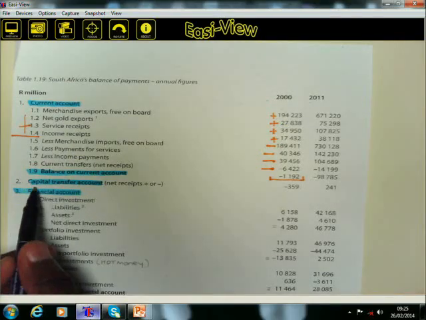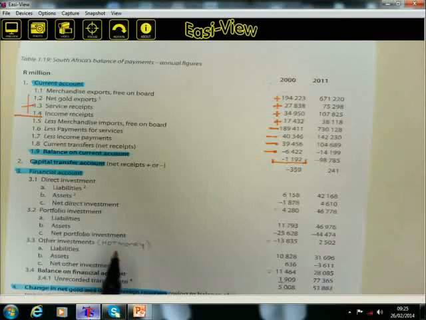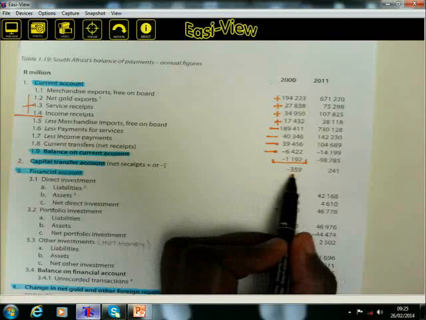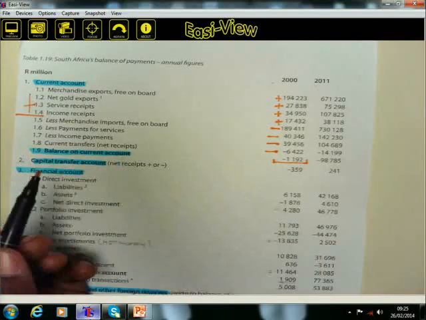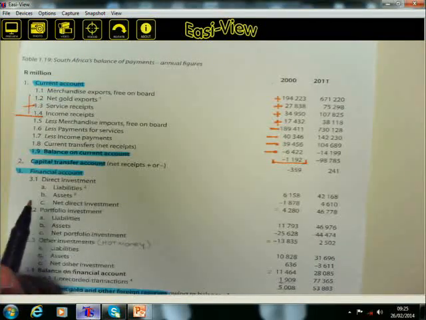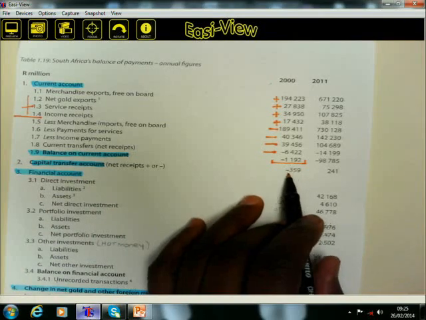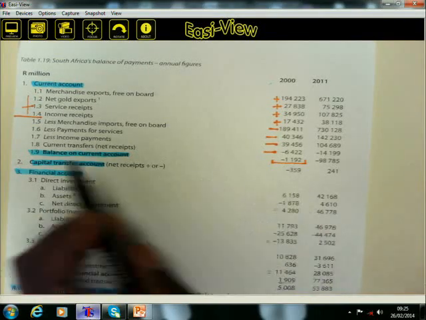And then with regard to the capital transfer account, which can either be positive or negative, those are the transfers from other countries. For example, if I decide to stay in America when I retire, then it means that my pension has to be transferred to that country. That is why we have a capital transfer account, which shows something like 359.